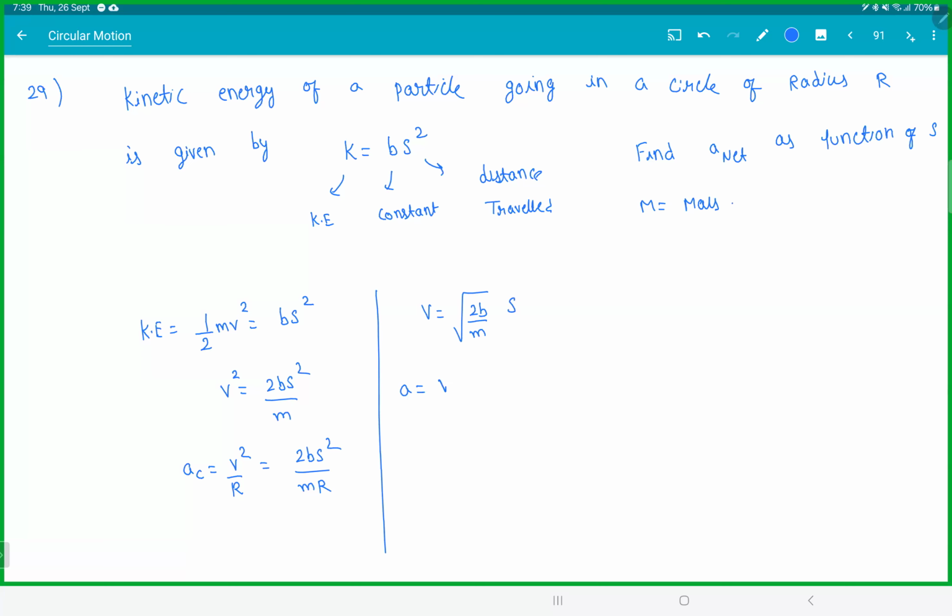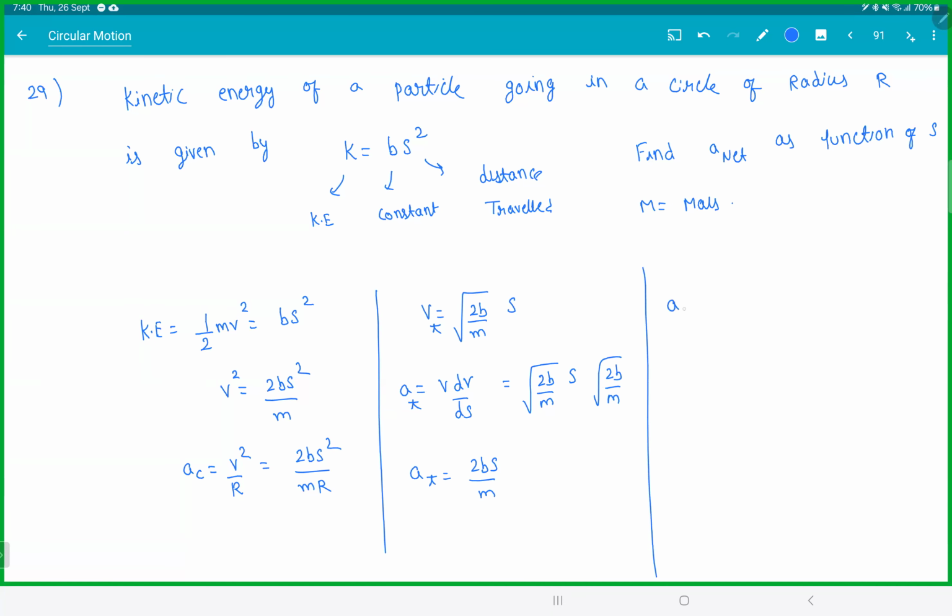Next thing, v is nothing but root over 2b by m into s. What is acceleration? v dv by ds. What acceleration is this? A tangential. You have to find A tangential and A centripetal. A centripetal is straightforward, V square by R. But how do you find A tangential? Differentiate the velocity, V dV by ds. This will be root 2b by m into s, and dv by ds is another root 2b by m. So your A tangential is 2bs by m.